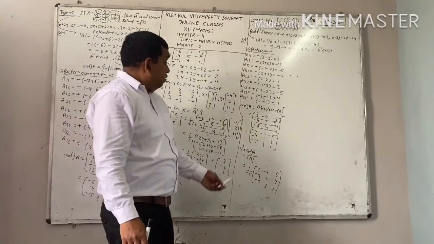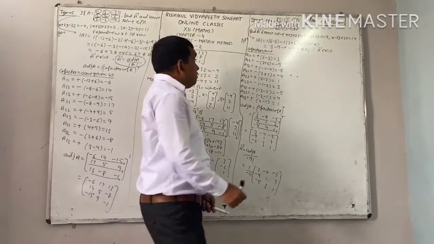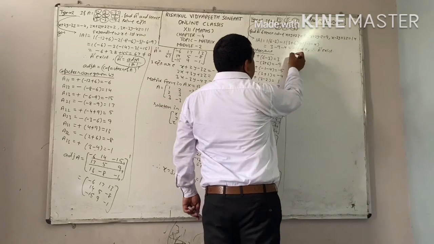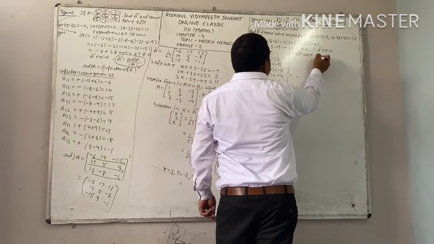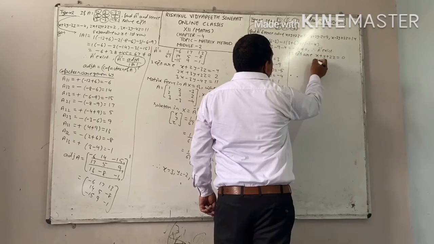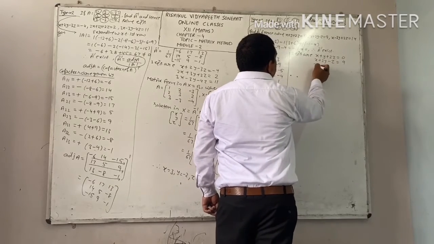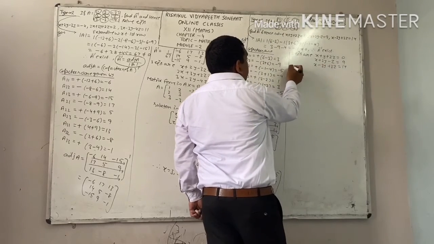Now see how we will solve these three equations using this A inverse. First of all, write down the three equations. They are: x plus y plus 2z equals 0. Second, x plus 2y minus z equals 9. Third, x minus 3y plus 3z equals 14. Write them in matrix form.